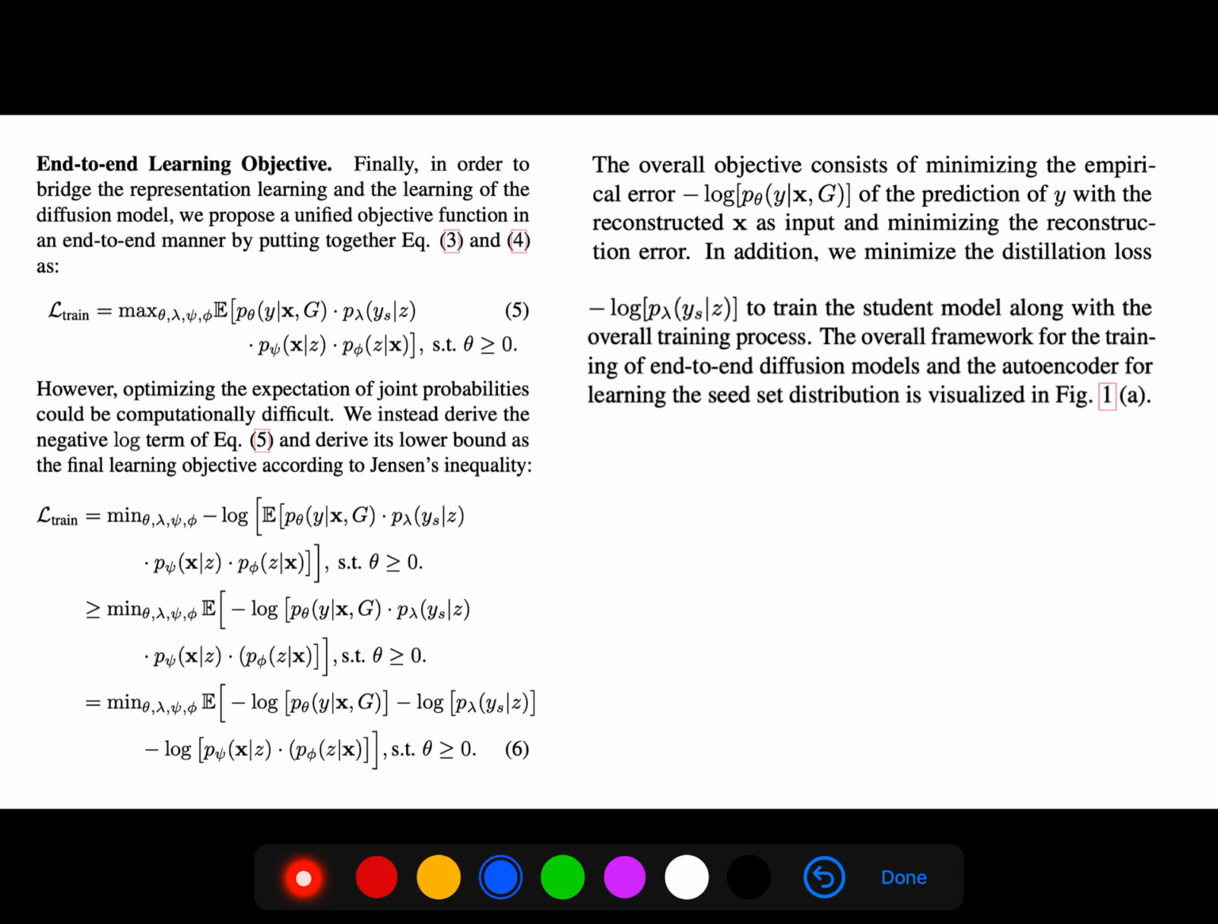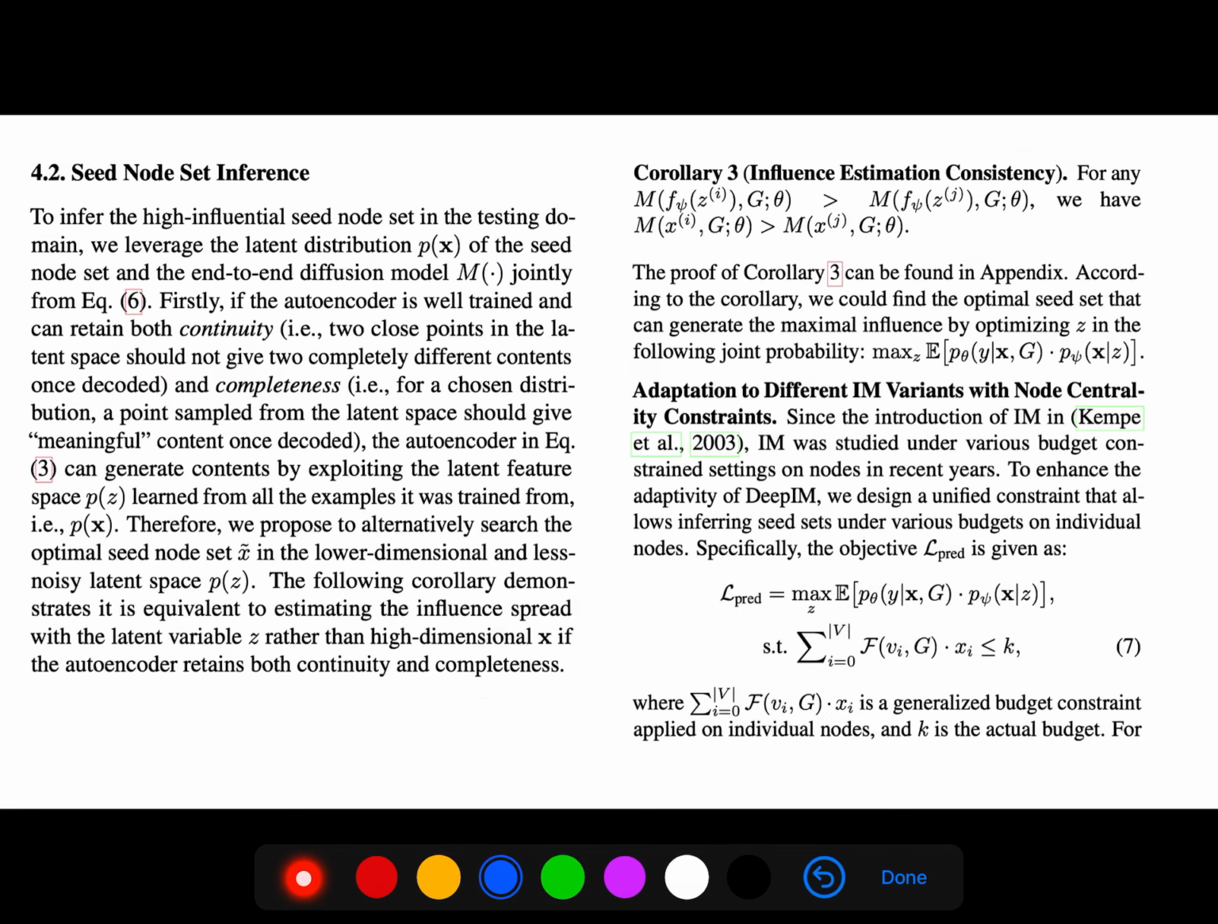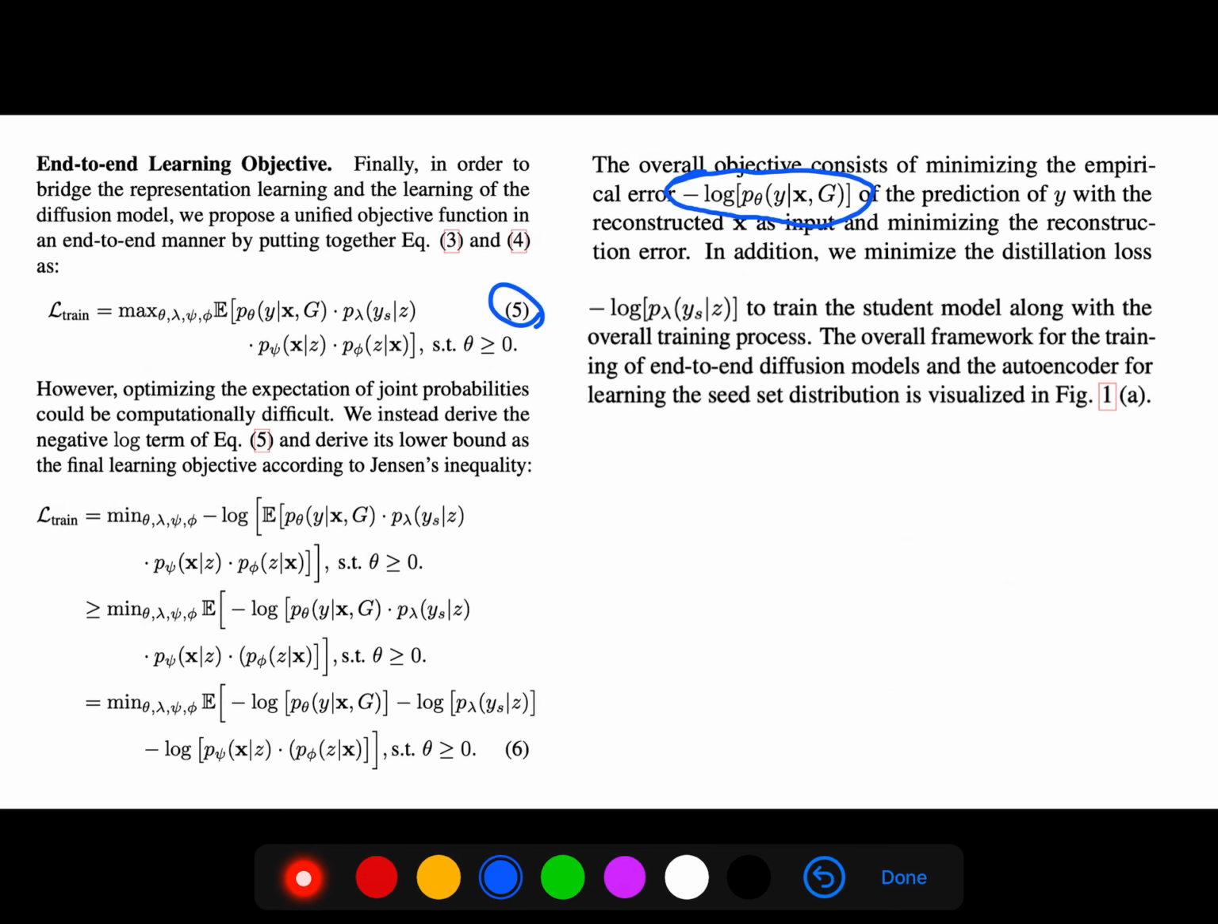So this is how we do end-to-end learning. And we use negative log likelihood here in equation 5 and derive its lower bound. So we use the Jensen inequality. Now we can have a lower bound, and the overall objective consists of just minimizing this empirical error. So now we want to infer the inference time. At the inference time, to infer the high influential seed node set in the testing domain, we leverage the latent distribution P of the seed node set and the end-to-end diffusion model jointly from equation 6.